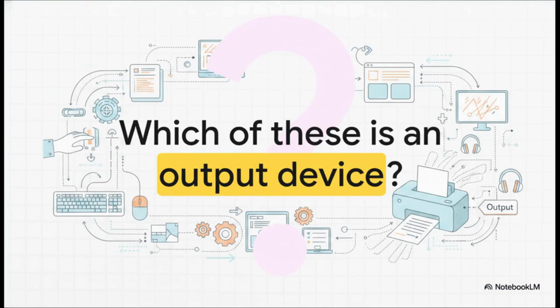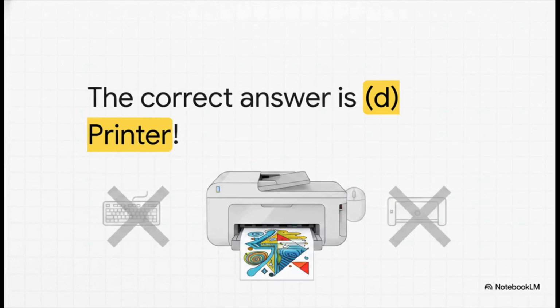Let's test your hardware knowledge real quick. If you want a physical copy of your final result, which of these is an output device? A, keyboard, B, mouse, C, scanner, or D, printer? Spot on. The printer is what gives us our physical output on paper. The keyboard, mouse, and scanner? Those are all just for putting data in.